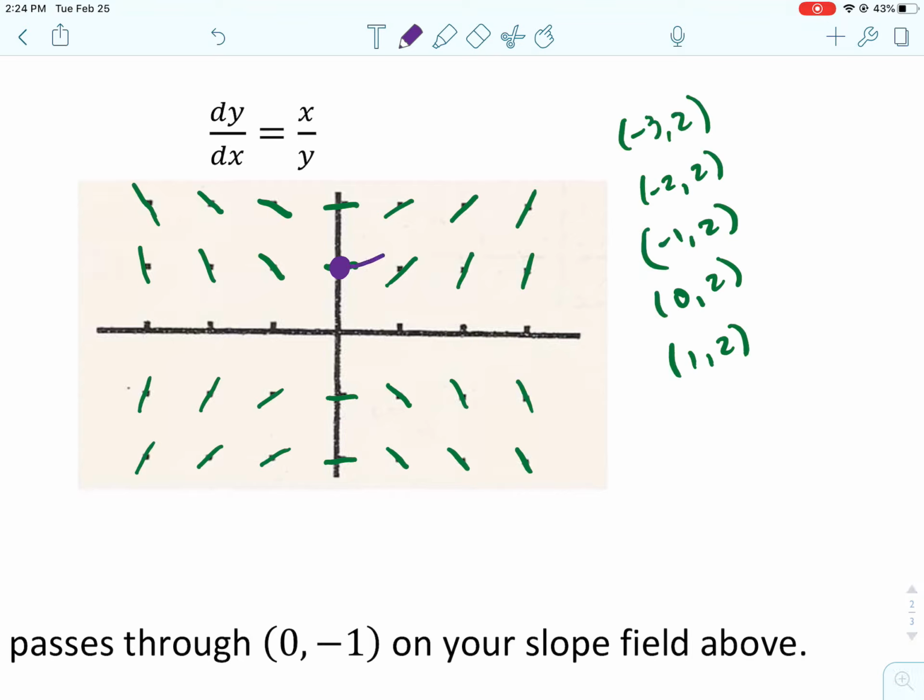All right, so as we go out, it gets flatter. Kind of weird. Kind of like that. And we can't cross where it's undefined.